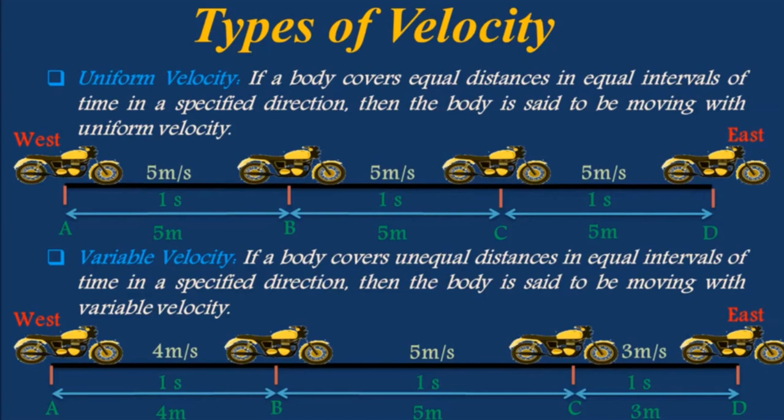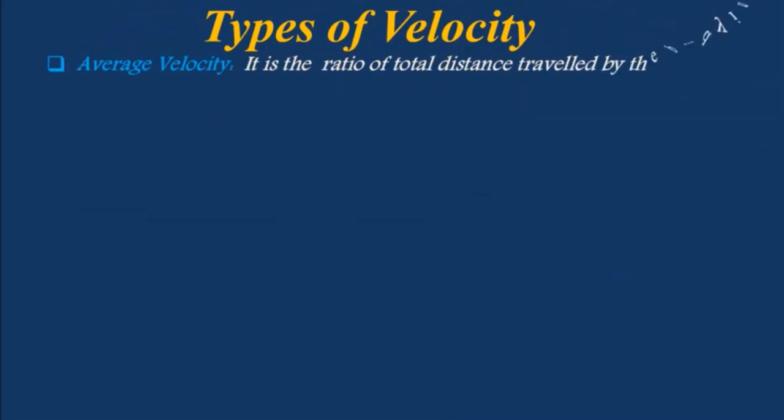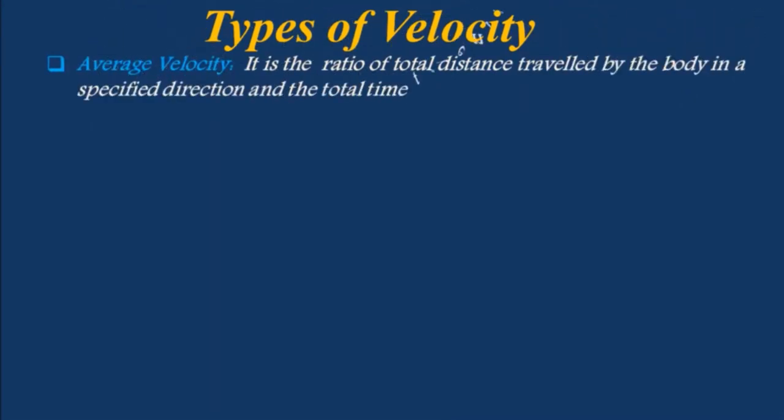Next, average velocity. It is the ratio of total distance travelled by the body in a specified direction and the total time taken to cover the distance. Once again, you see that it is the ratio. Look here.